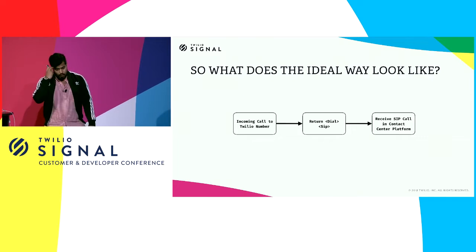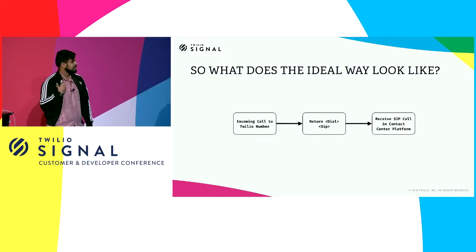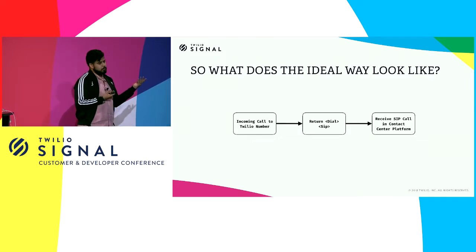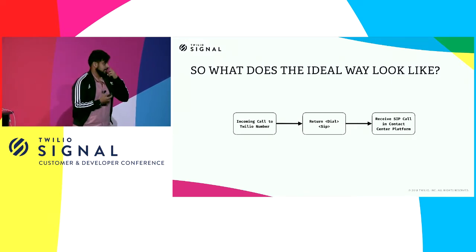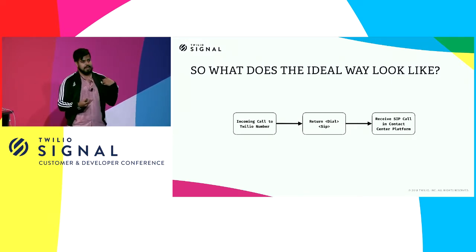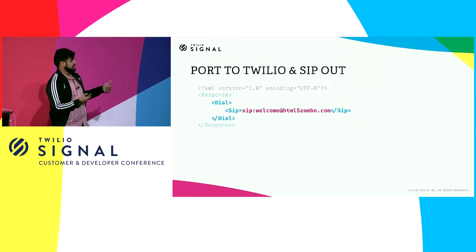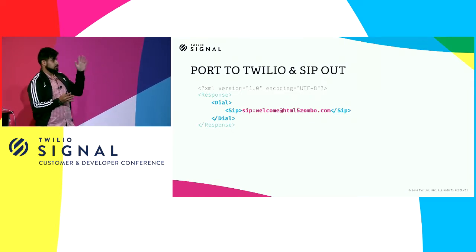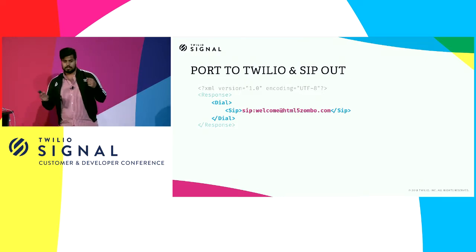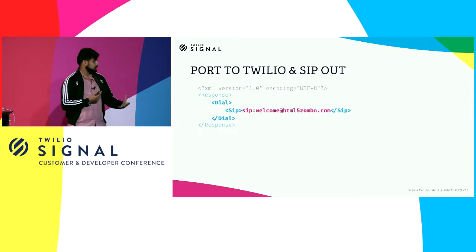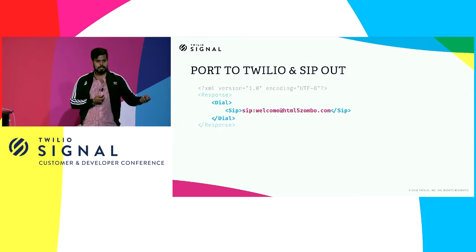So what does that actual ideal way look like? It's actually really simple. If you port that number to Twilio, when you receive an incoming call, you just return a piece of TwiML that says, dial this SIP address, and then you receive that call in your contact center platform. This is deceptively simple because it is really that simple. I mean, that's literally it in terms of what you return back. This uses a product called Twilio SIP domains, which Court and the folks at Presidio will be walking you through, showing how that configuration looks in order to actually send that call over.